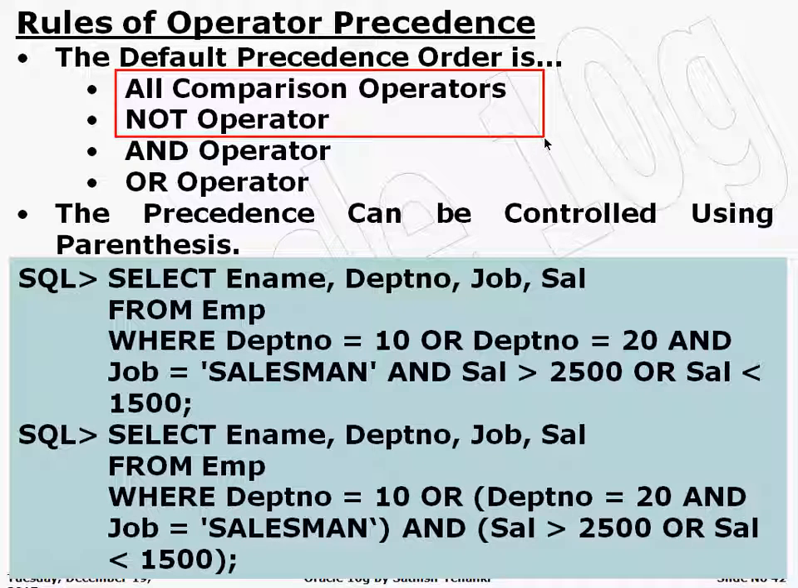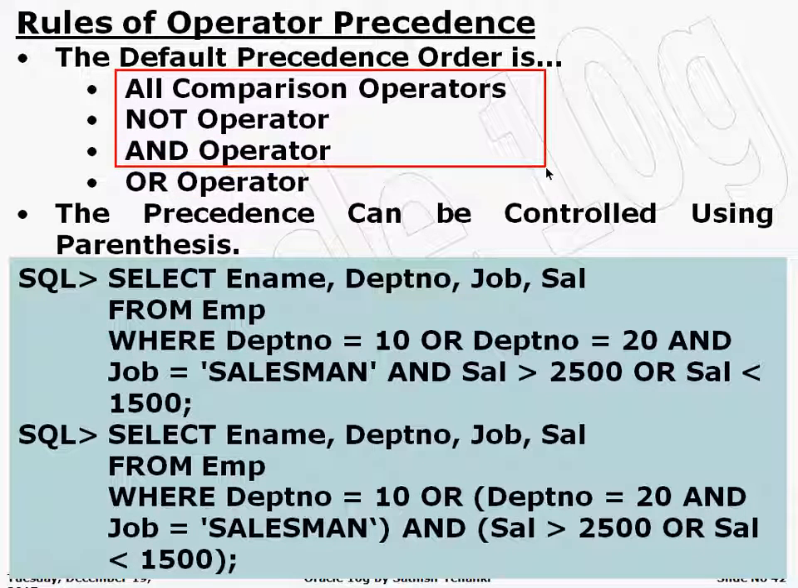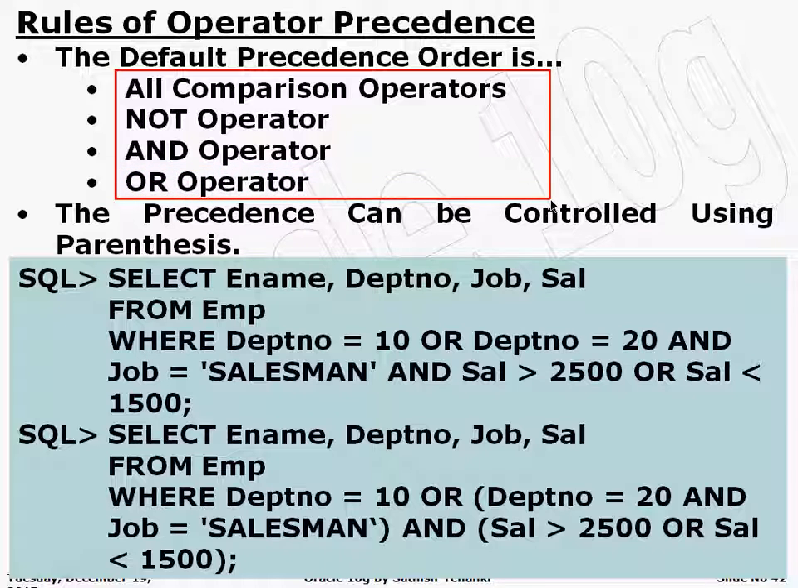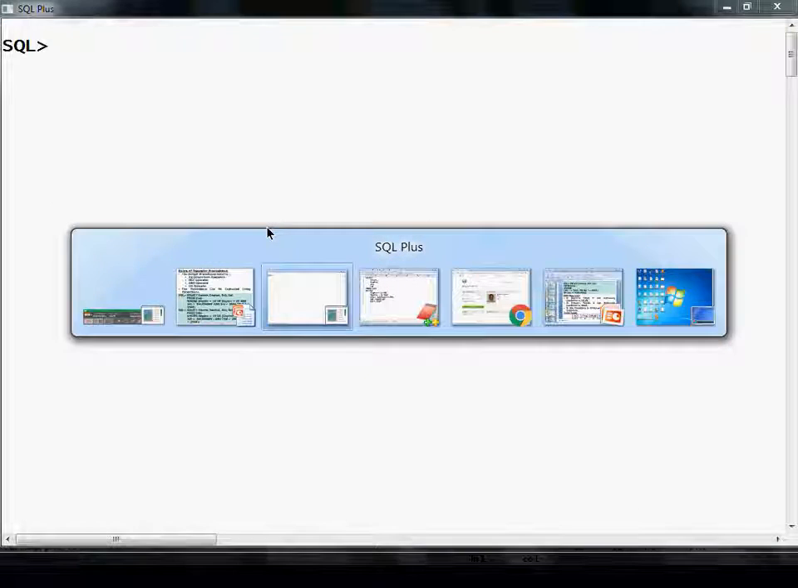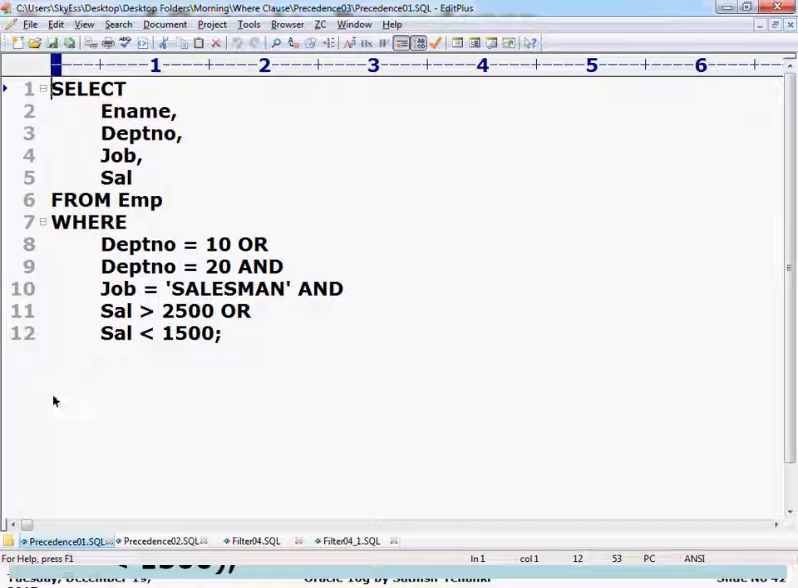Because the NOT operator gets the highest priority from the environment. Then the AND operator. Then your OR operator. So your general priority is this. Therefore, when you write your queries and you do not understand the priority, you will never know how they are getting executed.